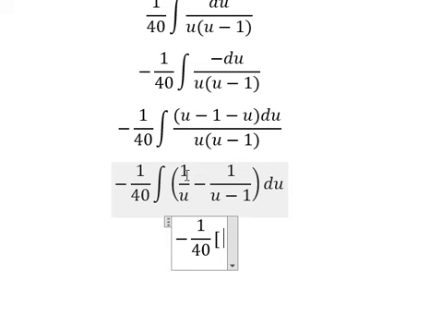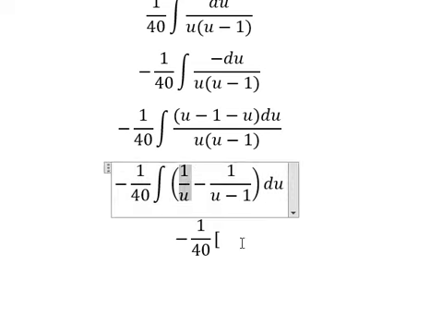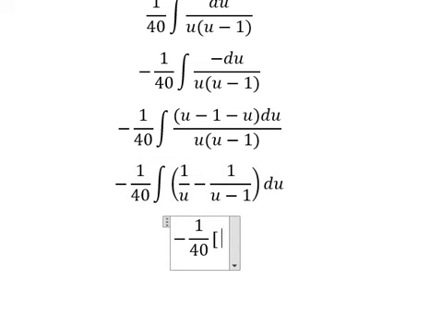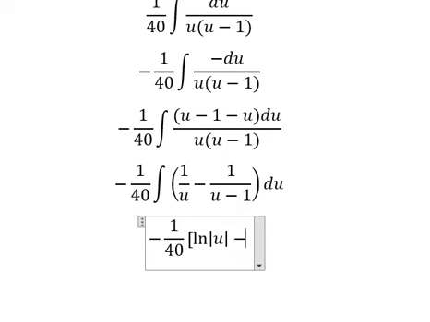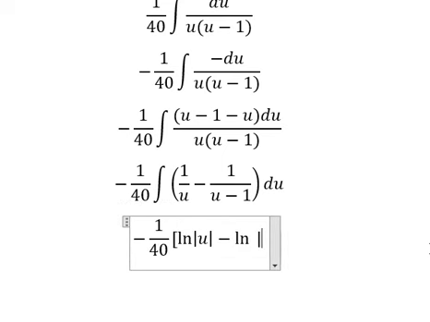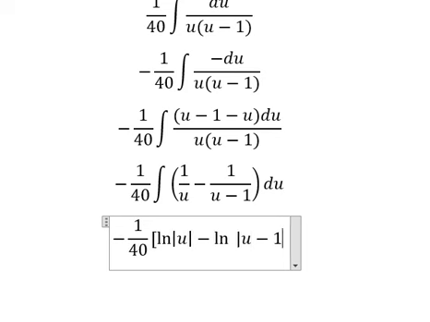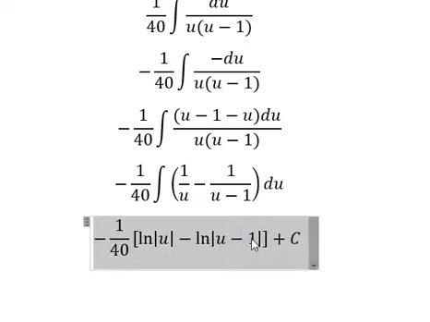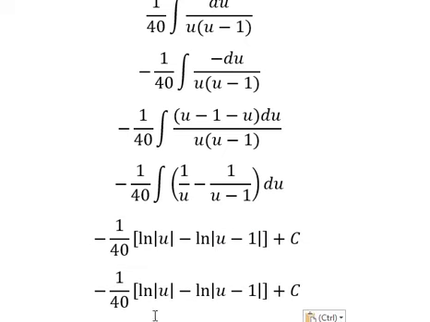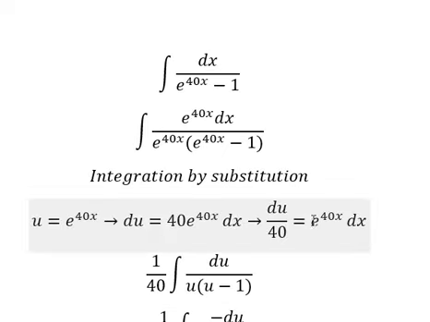The integral of 1 over u, you get ln of the absolute value of u. Similar for the second one. And we put c. About u, that's about this one.